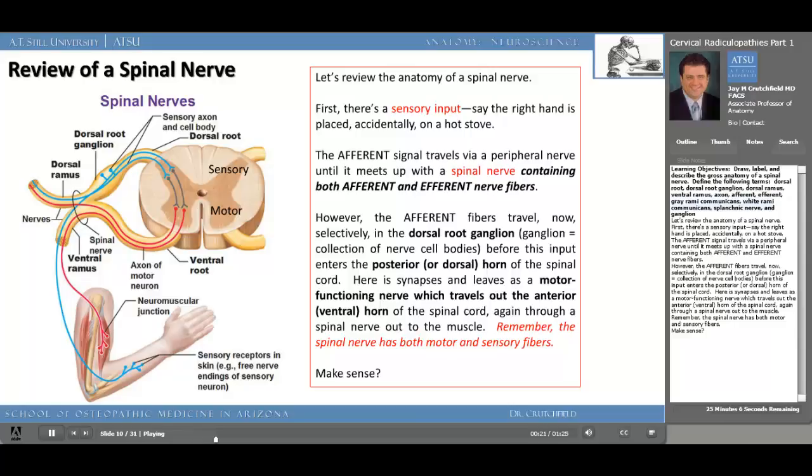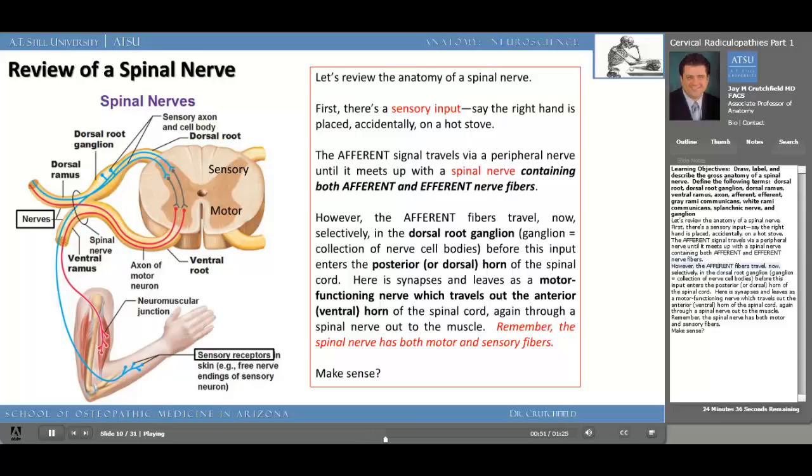So let's review the anatomy of a spinal nerve. First, there's a sensory input. Say the right hand is placed accidentally on a hot stove. The afferent signal travels via a peripheral nerve until it meets up with a spinal nerve containing both afferent and efferent nerve fibers. However, the afferent fibers travel now selectively in the dorsal root ganglion. Ganglion means a collection of nerve cell bodies.